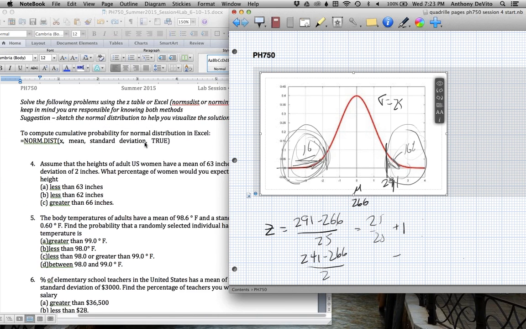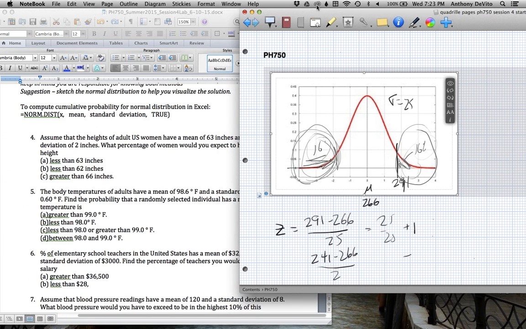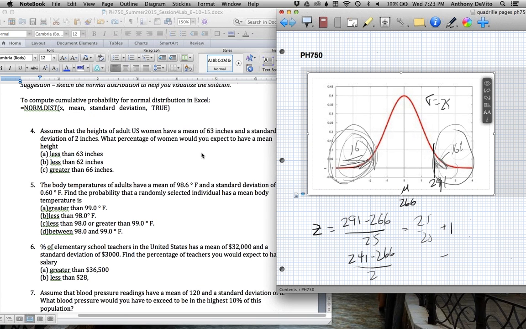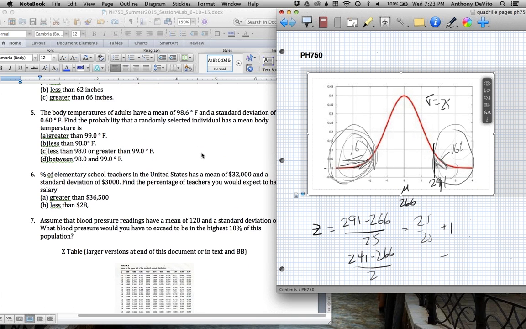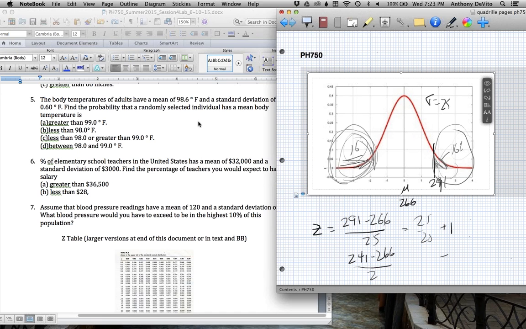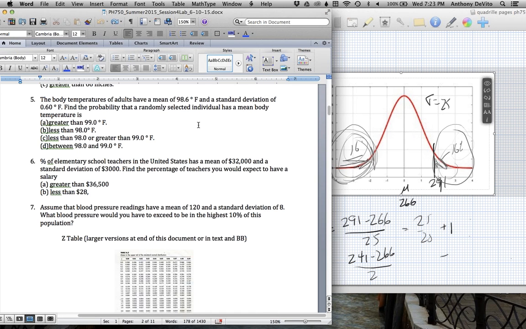So at any rate, okay, we got heights. I'm going to skip over to this body temperature one. Body temperature of adults has a mean of 98.6 degrees with a standard deviation of 0.6 degrees Fahrenheit. Find the probability that a randomly selected individual has a body temperature that is greater than 99 degrees Fahrenheit.